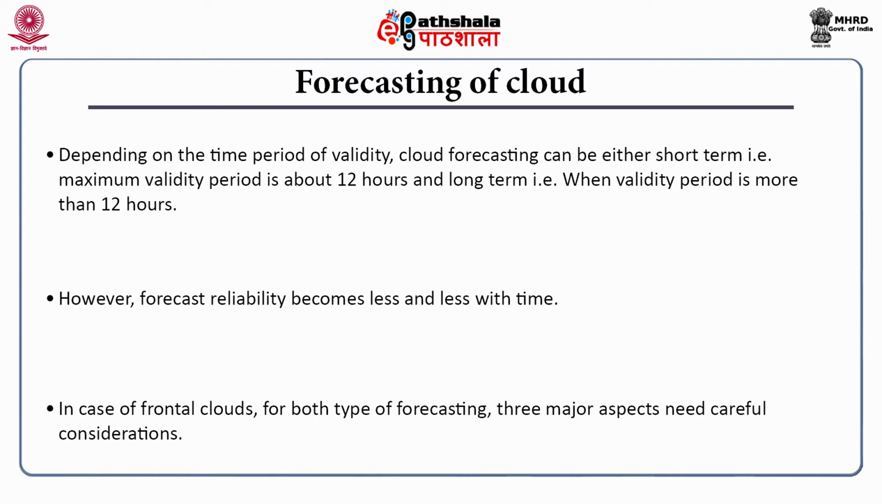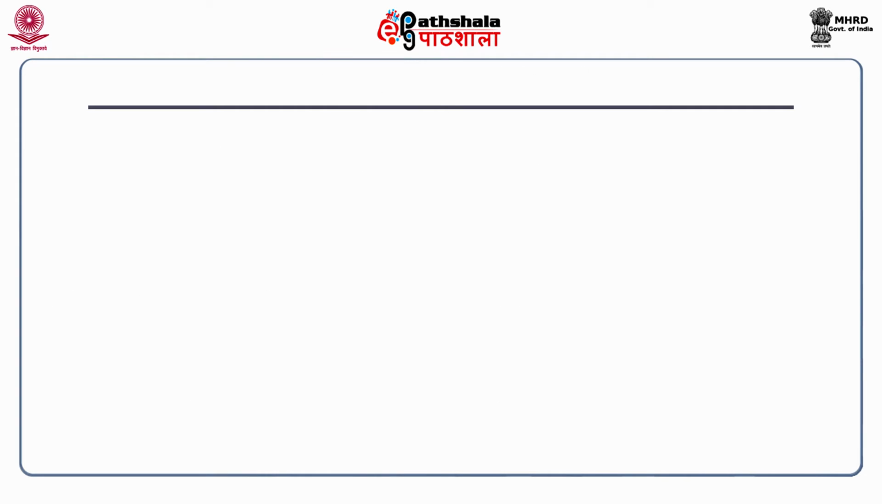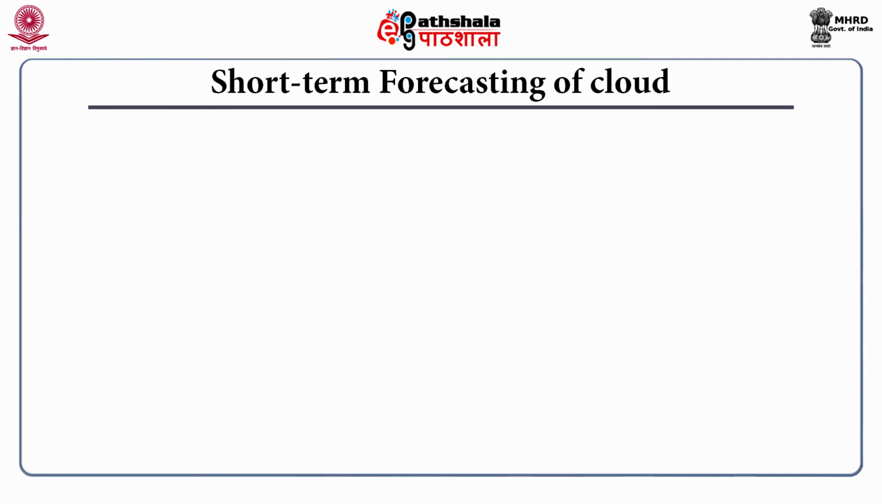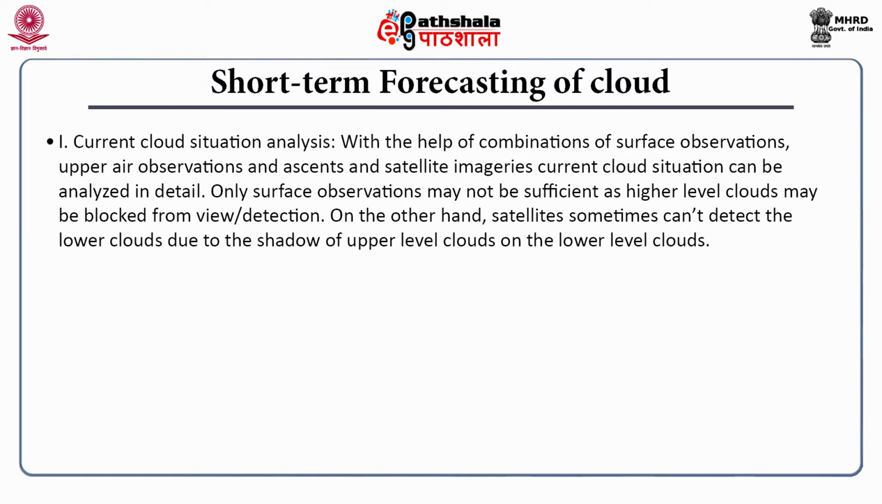In case of frontal clouds, for both types of forecasting, three major aspects need careful consideration. The first step in short term forecasting is current cloud situation analysis. With the help of a combination of surface observations, upper air observations and ascents, and satellite imageries, the current cloud situation can be analyzed in detail. Only surface observations may not be sufficient, as higher level clouds may be blocked from view or detection. On the other hand, satellites sometimes cannot detect the lower clouds due to the shadow of upper level clouds on the lower level clouds.